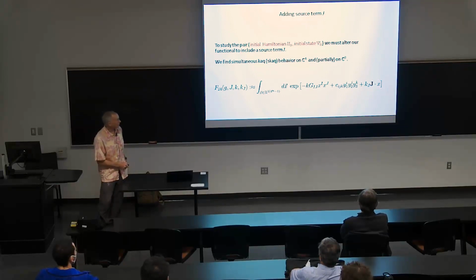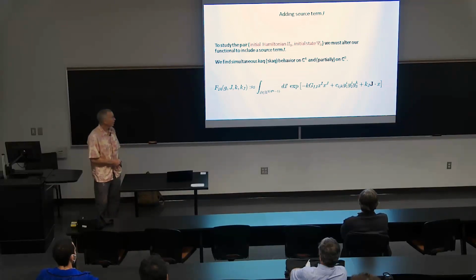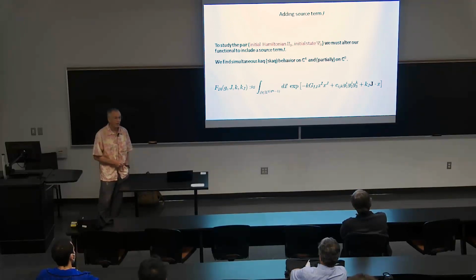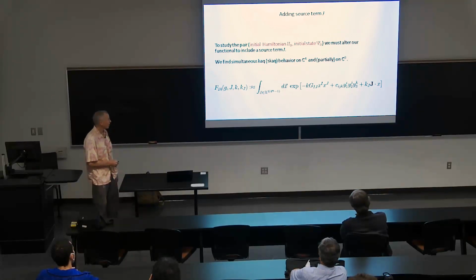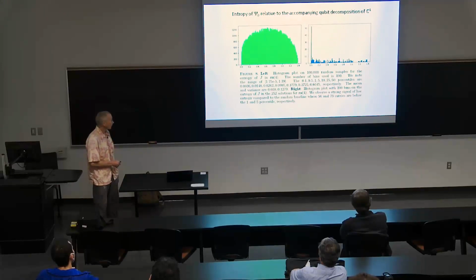It just is added as a source term in the usual sense in field theory. And then we could look for minima for this enhanced integral that had a new variable. It had the source as well as the metric as its variable. And the structure constants are fixed, of course. That's the property of the Lie algebra. And then we did numerics.